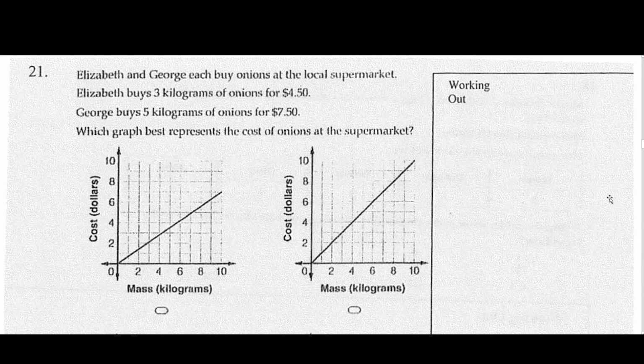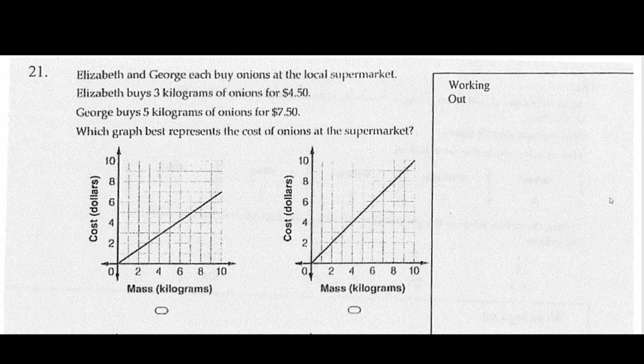Alright. Number 21. Elizabeth and George each buy onions at the local supermarket. Elizabeth buys 3 kilograms of onions for $4.50. George buys 5 kilograms for $7.50. Which graph represents the cost of onions at the supermarket?